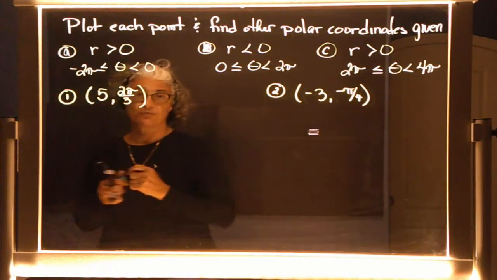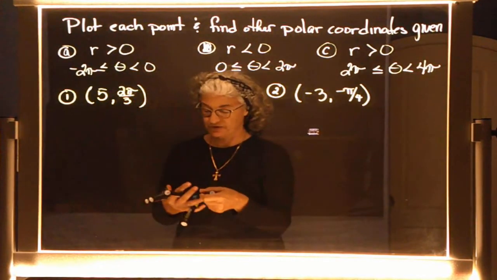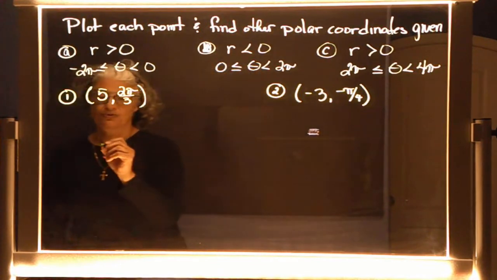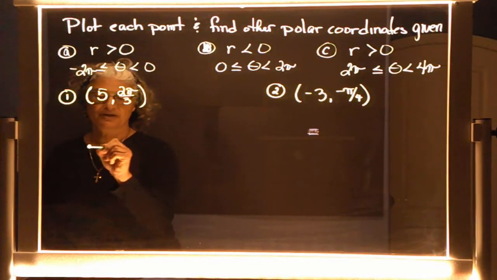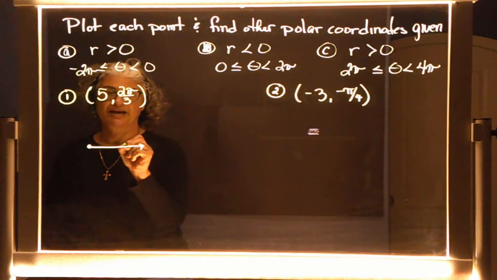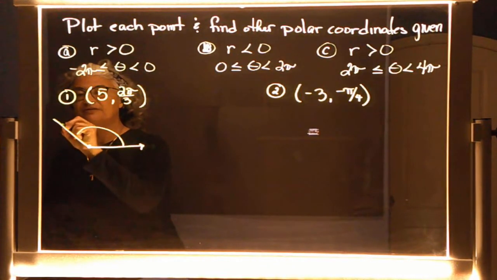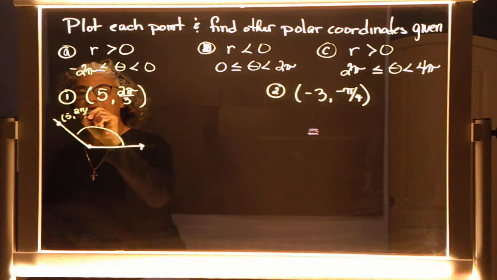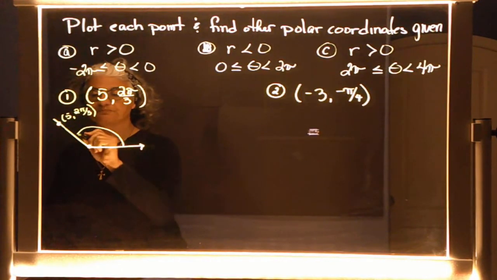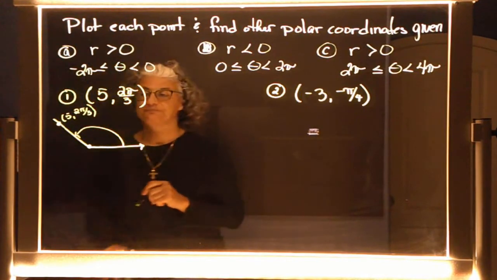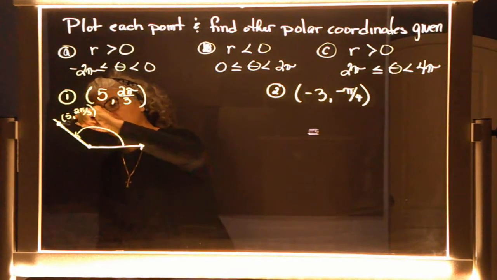So I'm just going to relabel this very quickly. So let's look at number 1. They said plot it first. So when I plot this, we have our pole, we have our polar axis, and we're supposed to go 2 pi over 3, and it has a distance of 5. So this is 5 comma 2 pi over 3. Good? All right. So this distance from here.